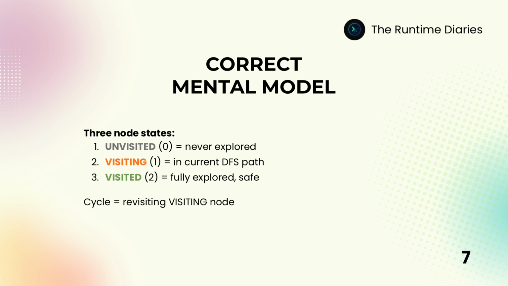A cycle appears exactly when we reach a node that's marked visiting. This means we've looped back into our current recursion path. We're trying to visit a node that we're already in the process of visiting. That's a cycle.